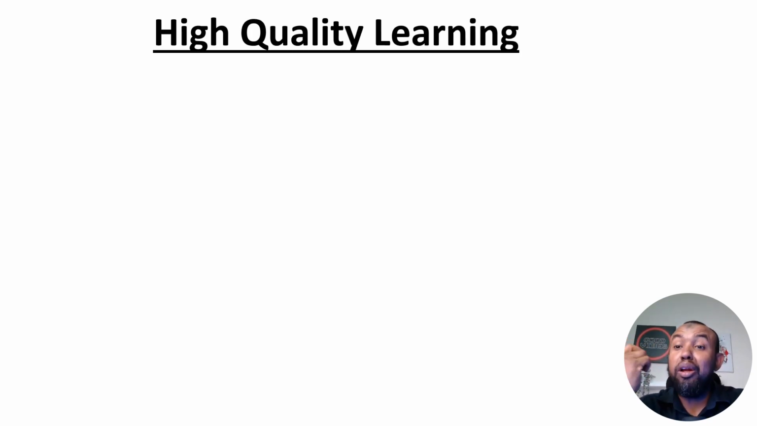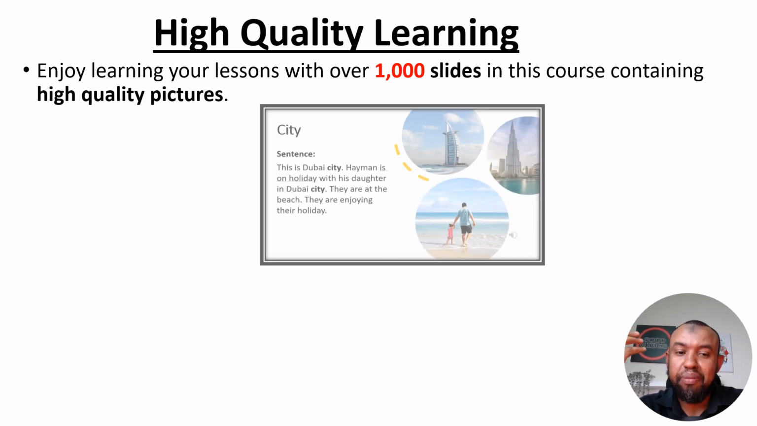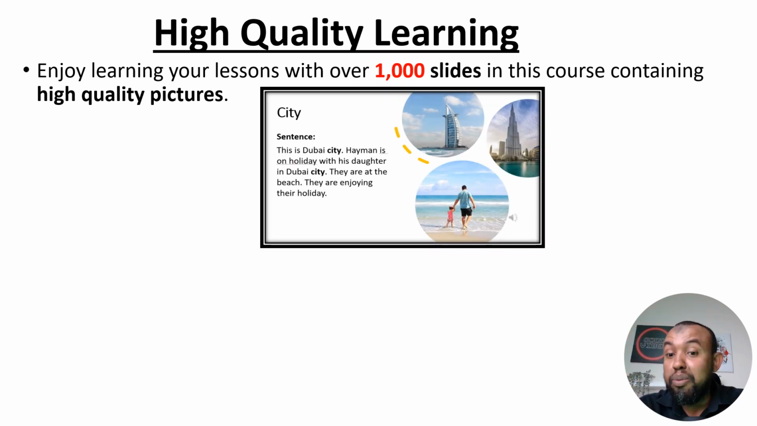Now, one thing as a teacher that I have to make sure of is to ensure that you're getting high quality learning. What does it mean? In this course, you'll enjoy learning your lessons with more than 1,000 slides containing high quality pictures. Let's take a quick view of these. For example, let's say we're learning something on the city. You see, we have some nice pictures, and there is a sentence where you will be practicing the vocab, city.